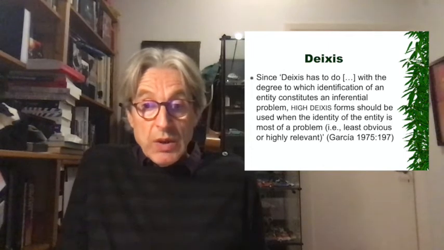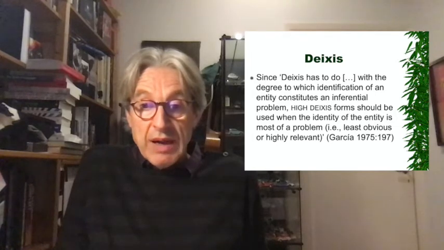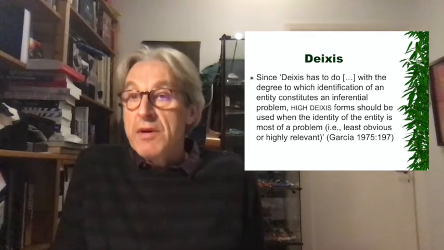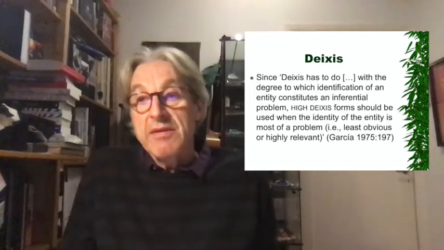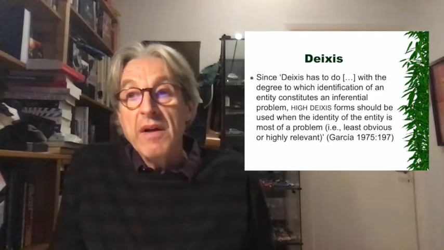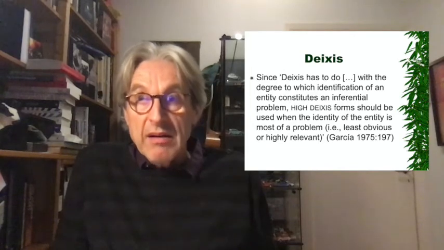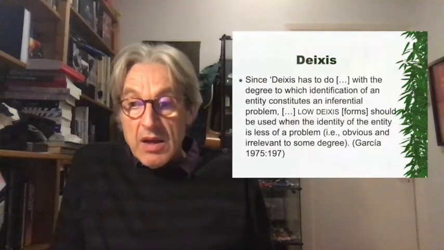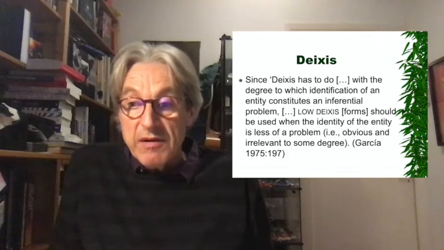forms should be used when the identity of the entity is most of a problem, that is, least obvious or highly relevant. So what I'm trying to say here, and I'm supporting this with quotes from a very famous book on Spanish pronouns, the book by Erica Garcia from 1975, is that the forms that give a lot of morphological information, this morphological information helps you to identify the correct referent. So these are the high deictic forms. On the other hand, the low deixis forms should be used when the identity of the entity is less of a problem, that is, obvious and irrelevant to some degree.